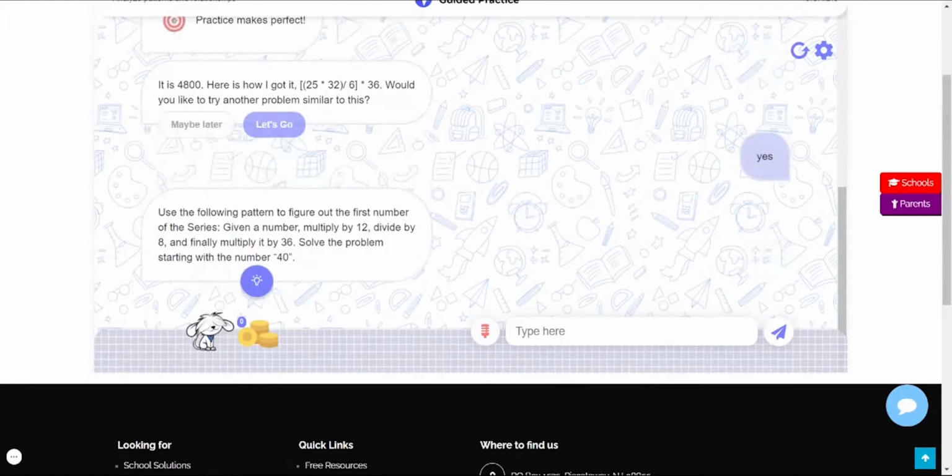Use the following pattern to figure out the first number of the series. Given a number, multiply by 12, divide by 8, and finally multiply it by 36. Solve the problem starting with the number 40.